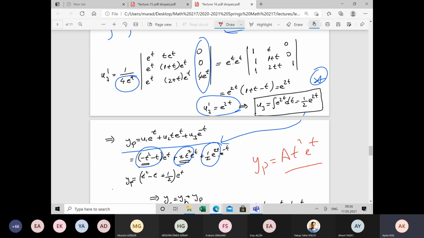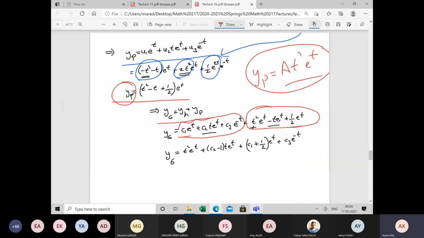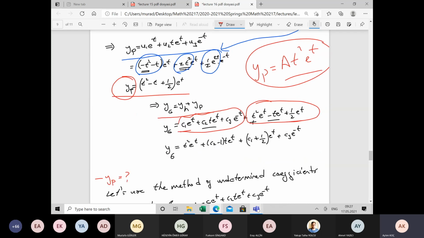We know that the general solution of our non-homogeneous differential equation is equal to the general solution of the homogeneous part plus a particular solution. Here, the homogeneous part is this one plus the particular solution. Look at this sum: e to the t, this one, e to the t. So we obtain C1 times 1 over 2 e to the t.